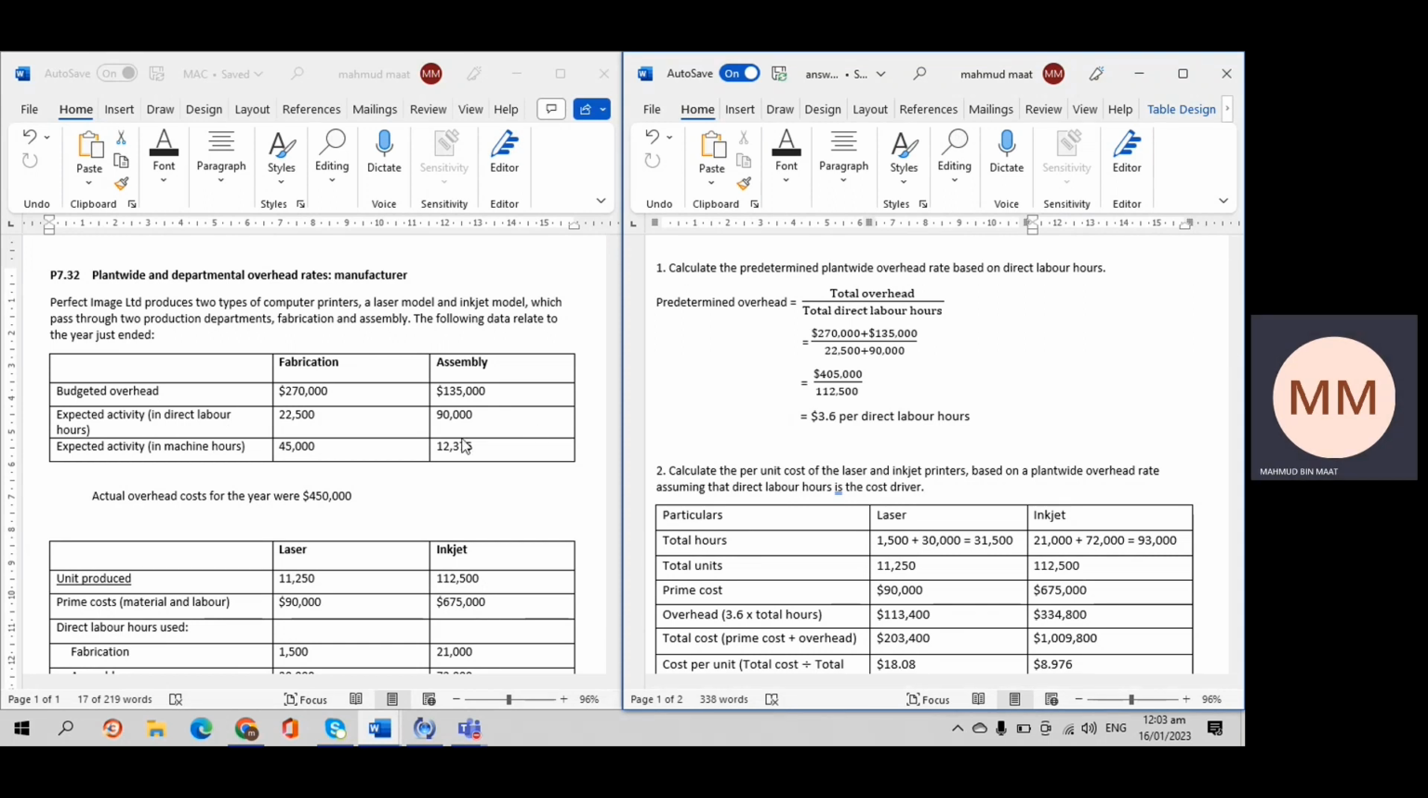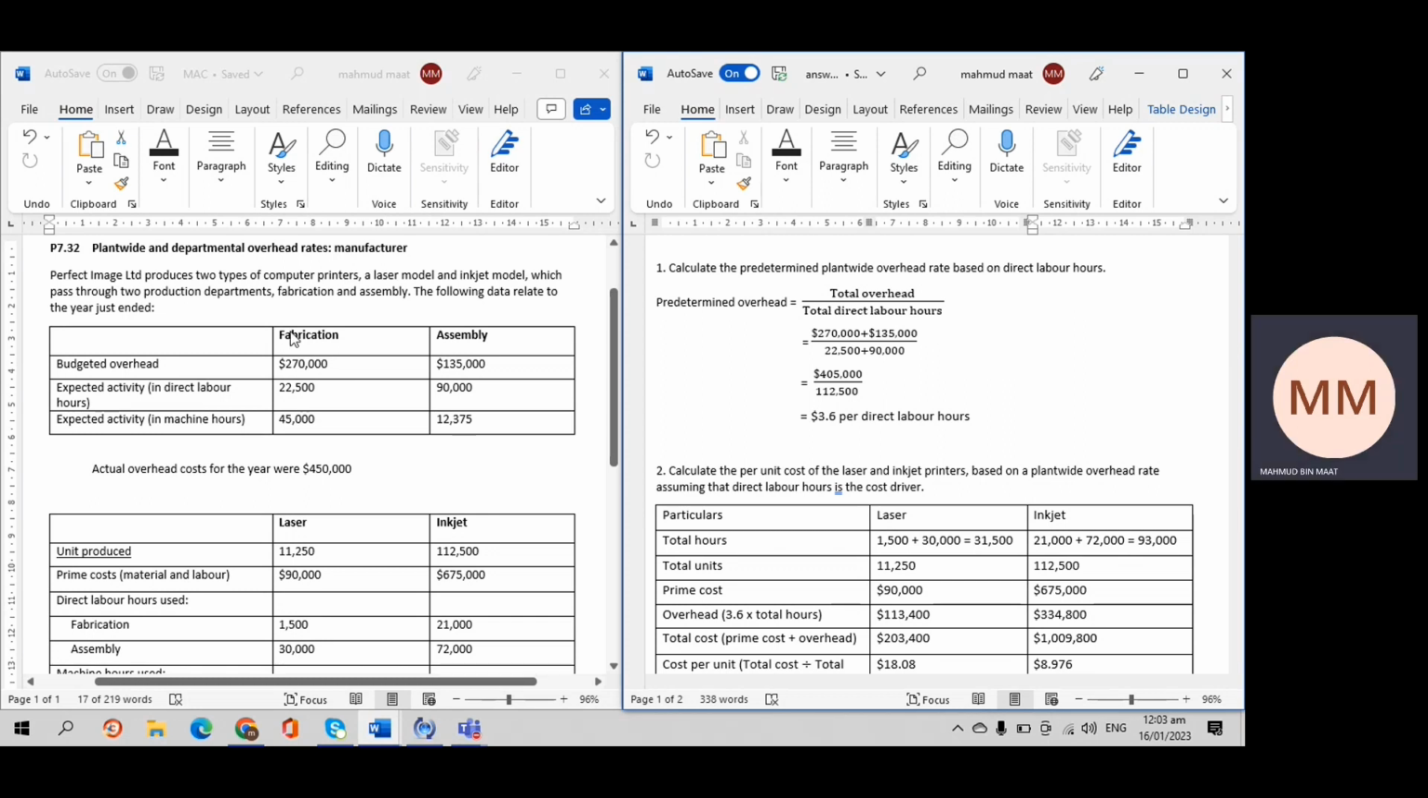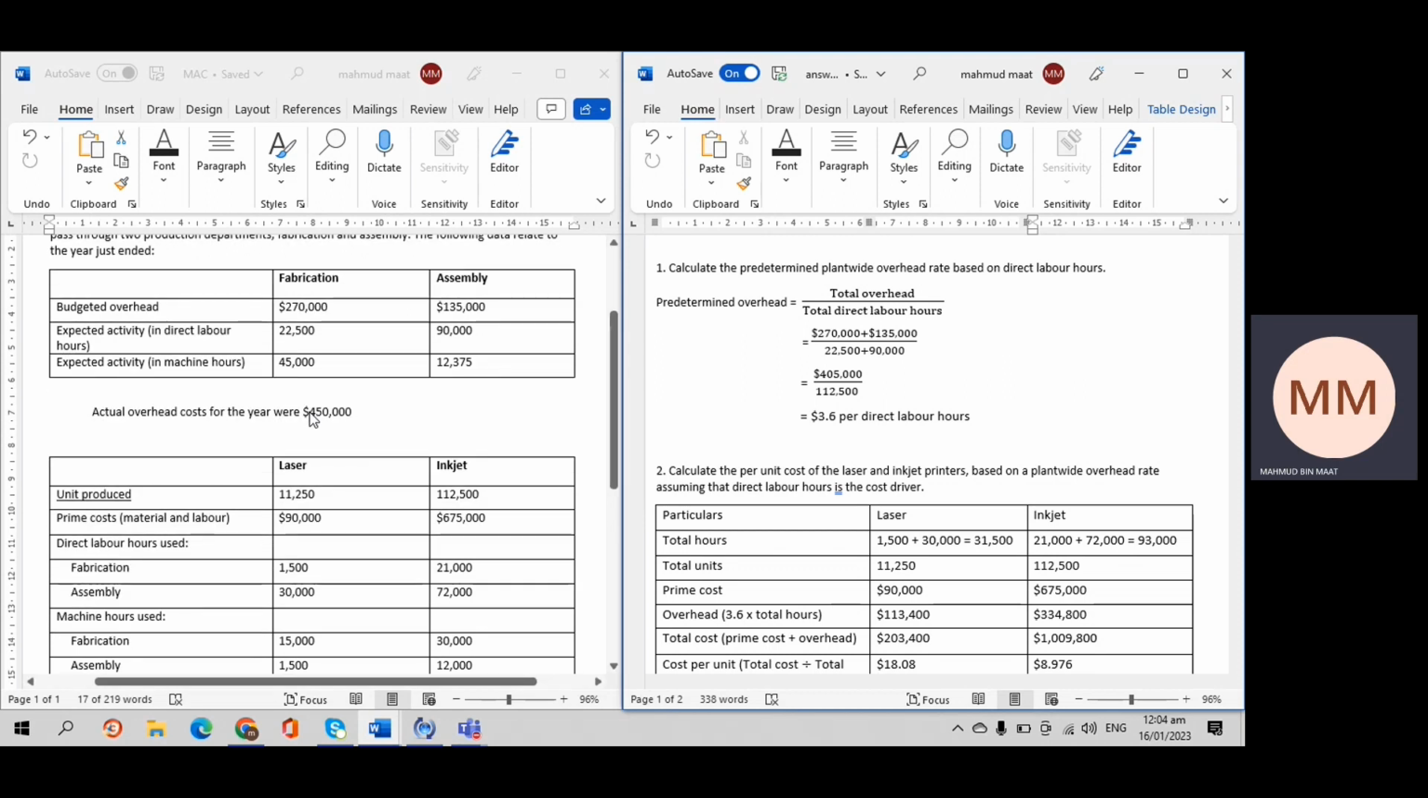So this is my question. Okay, Perfect Image Ltd produce two types of computer printers, a laser model and an inkjet model, which pass through two production departments, fabrication and assembly. The following data relate to the year just ended. So these are all the data given in the question. First question, calculate the predetermined plant-wide overhead rate based on direct labor hours.